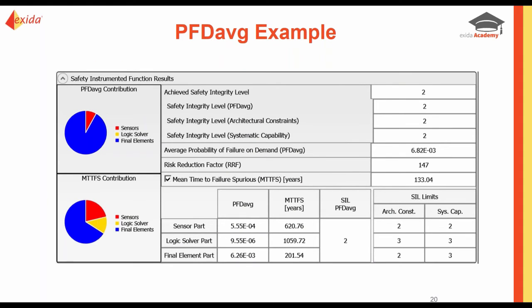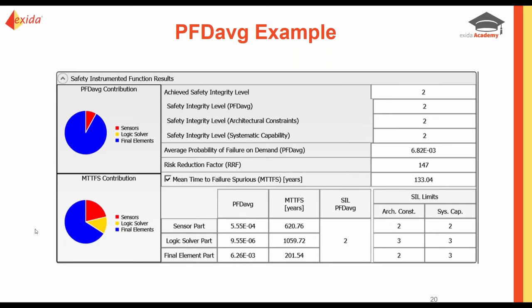So here are the results. As you can see, we have our PFDavg. Let me get my laser pointer out again. So for our PFDavg, we are 6.82 times 10 to the -3. And as you can see in the bottom, the SIL for the PFDavg is coming in at a SIL2. If you look back up at the top, your risk reduction factor is 147. So it's a pretty healthy SIL2. It's a little bit of a low SIL2, but anyway, it's a SIL2.